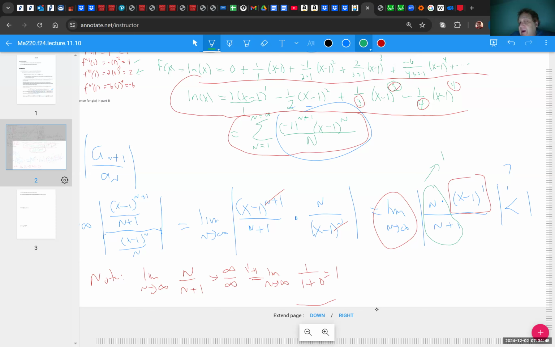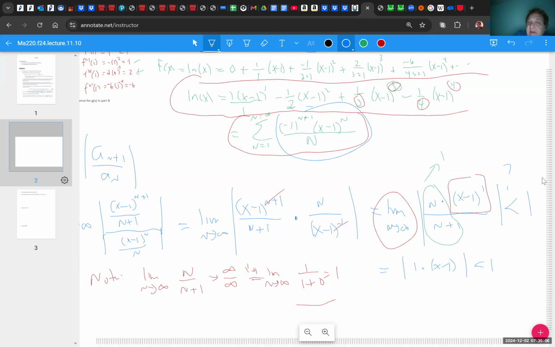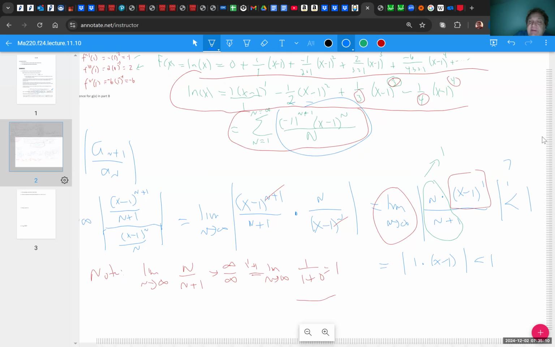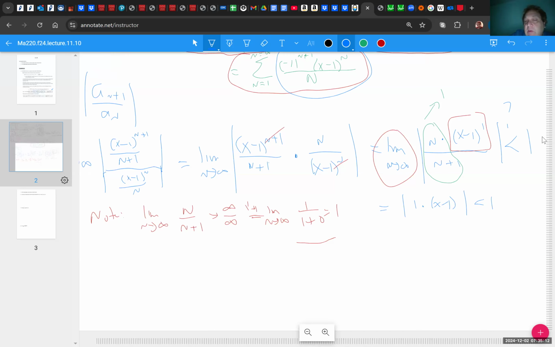The x minus 1 doesn't care because there's no n's in it. So what you get here is, I'm doing the limit, so you get 1 times just x minus 1 to the first power. It has to be less than 1. So that's where this thing converges. It converges when the ratio test is less than 1. And it converges for this result of the limit, right? So, well, the 1 we don't care about, so we need to find out when the absolute value of x minus 1 is less than 1.